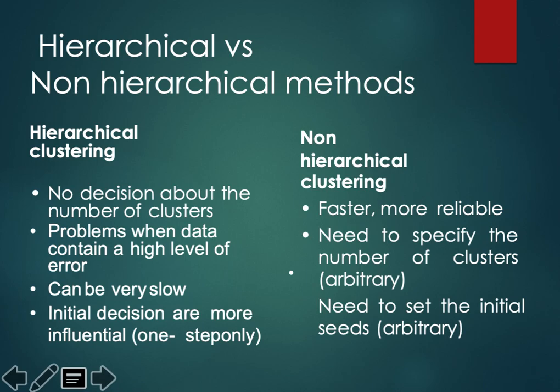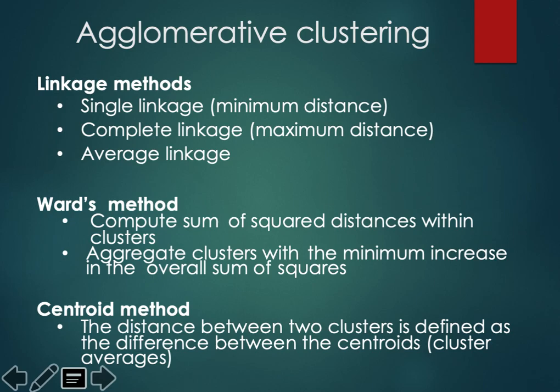Let's take a look at agglomerative clustering. Here we have linkage methods, for example, single linkage, which is minimum distance, and complete linkage is maximum distance, and average linkage. Also, we have the Ward's method, which computes the sum of squared distance within clusters, aggregating the clusters with minimum increase in the overall sum of squares. Centroid method, the distance between two clusters is defined as the distance between their centroids.